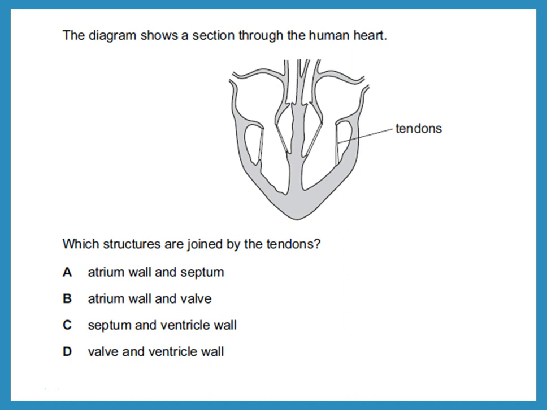The diagram shows a section through the human heart. Which structures are joined by the tendons? Can you see what the tendons are? Tendons are tiny elastic fibers that are holding the valves so that they don't turn inside out into the atrium. So the tendons hold the valve to the wall of the ventricle so that they stay in place and act as a one-way door to prevent backflow of blood in the heart.